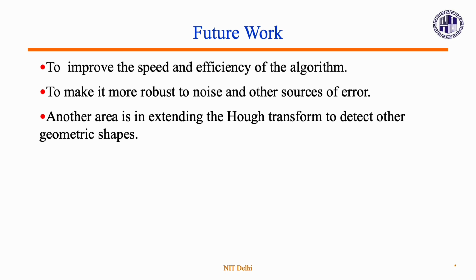Coming to the future work, to improve the speed and efficiency of the algorithm, these are the areas where we need work, and another source of error. Another area is extending the Hough transform to detect other geometric shapes, as it is only used in line detection, circle detection, etc.